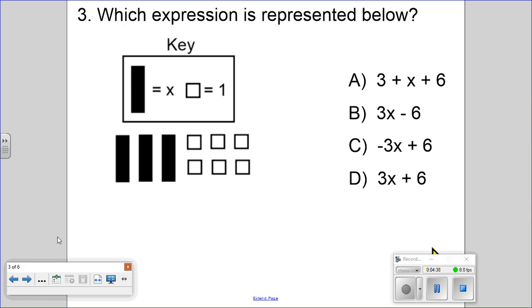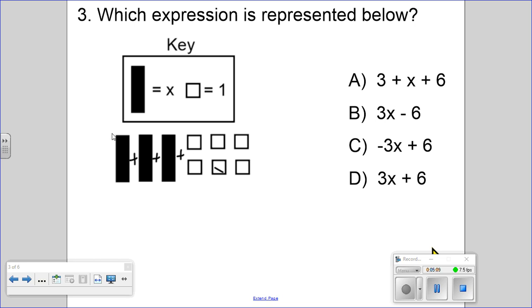Number 3 says, which expression is represented below? We've got our key over here on the left telling us that each black rectangle represents a positive x and that each small white square represents a positive 1. So when you're given an expression like this and the pieces are just written next to each other, we almost want to imagine like we're adding them all up. So this is like x plus x plus x plus all of these ones here.